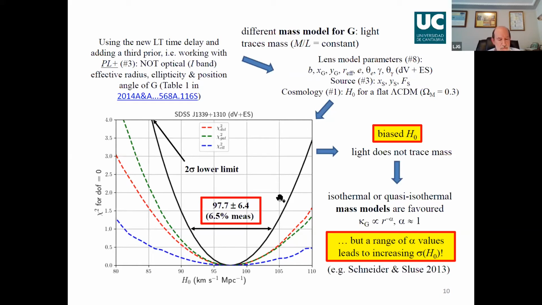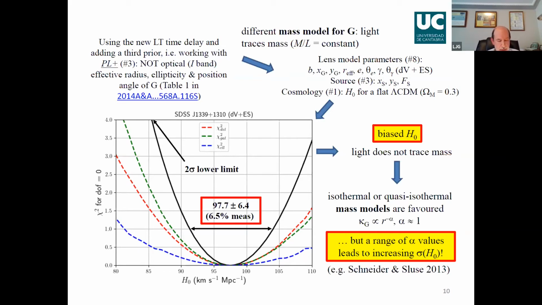Our new scheme produces a biased H0 of about 100. Even the 2 sigma lower limit is above 85. The conclusion is that light doesn't trace mass, and isothermal or almost isothermal mass distributions are favored.